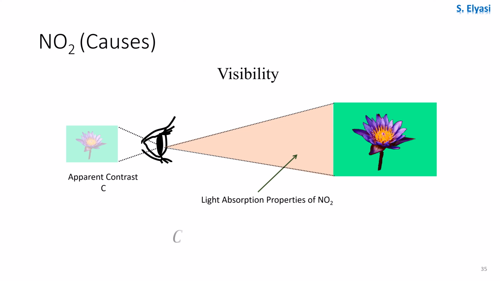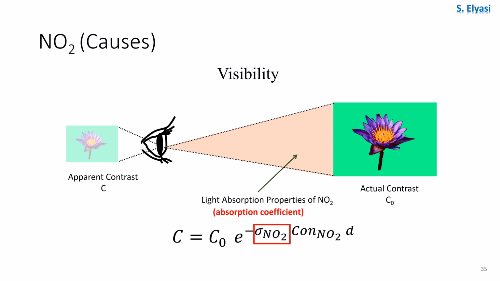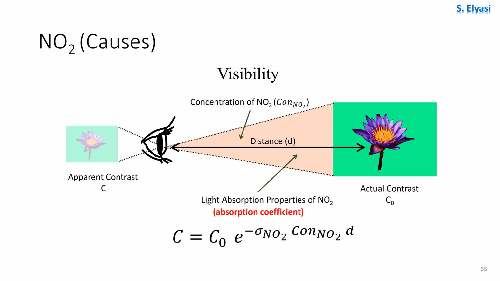Mathematically, the apparent contrast C is equal to the product of C0 by e raised to the negative power of sigma NO2 by Con NO2 by D, where e is the base of natural logarithms. Sigma sub NO2 is the absorption coefficient of NO2, which quantifies the amount of light absorbed by NO2. Con sub NO2 is the concentration of NO2 in the air, and D represents the distance between the observer and the object. Please pay attention that the exponent has no unit.